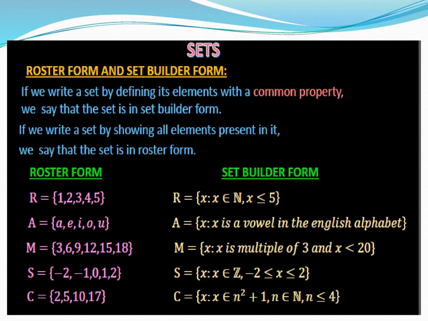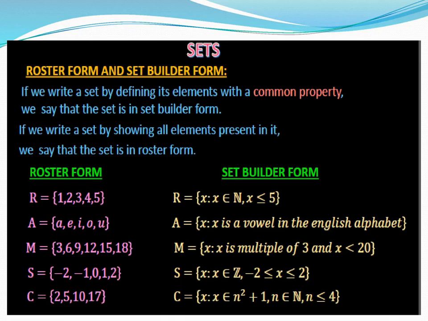Next, we observe the second example. A equals A, E, I, O, U. Here it is represented as: A is a set, X is an element in the English alphabet, and these are all what? Vowels. So X is a vowel in the English alphabet.